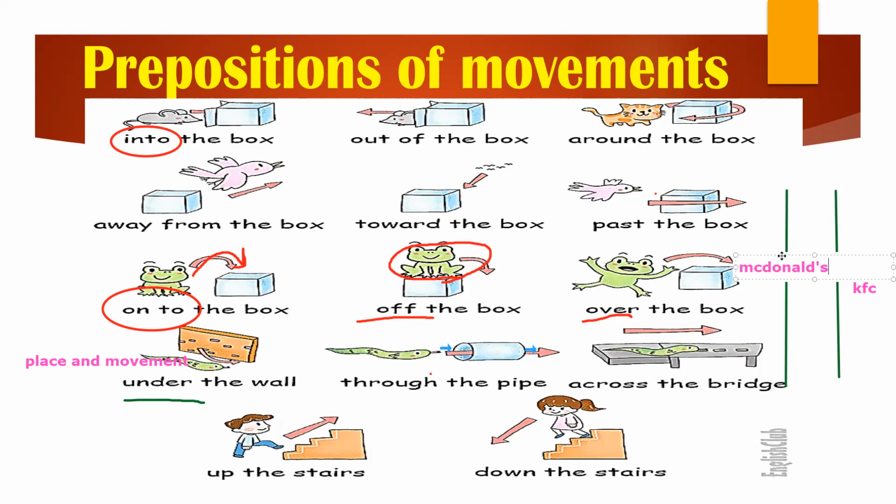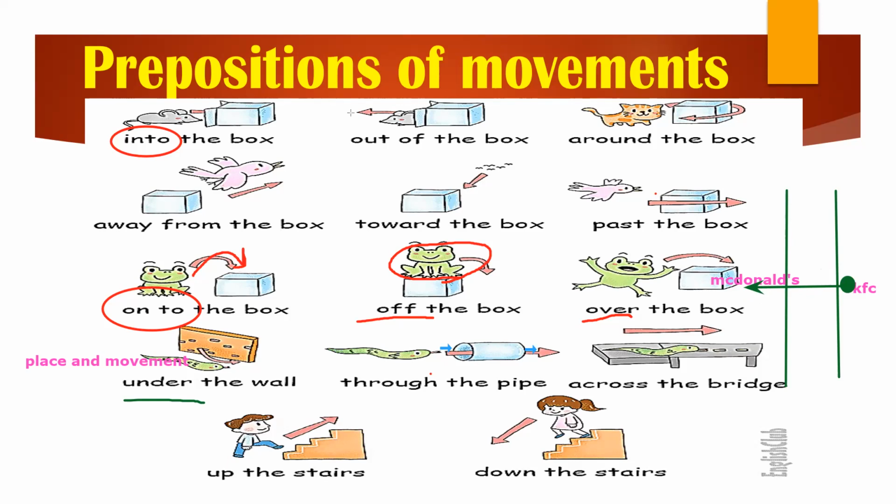All right, I want to go from KFC to McDonald's. What am I going to do? I'm here. I'm going to walk across the street. It's like cross the street. Cross the street is to go to the opposite side of the street.